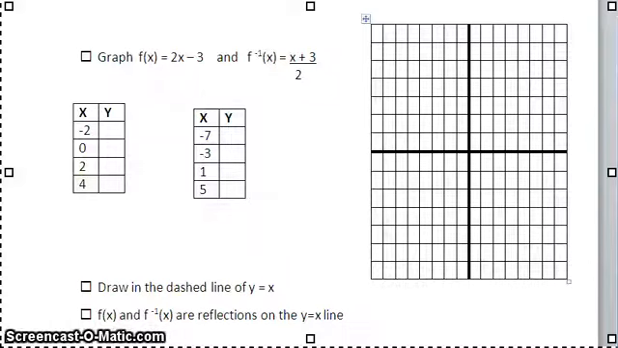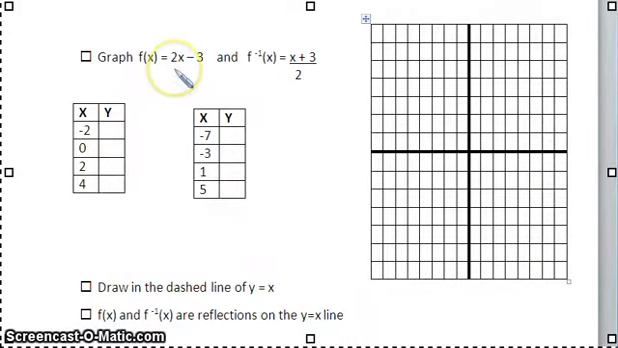Welcome back to Trig P.10 and Pre-Calc 1.9 Part 2 notes. Again, we're dealing with the topic of inverse functions, and we're going to take a look at the graphs of some inverse functions and see the relationship that they play with one another.